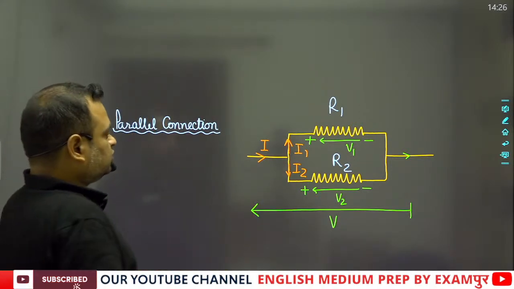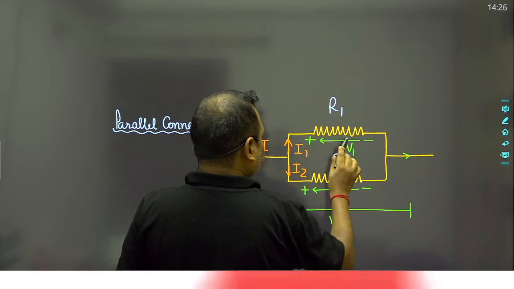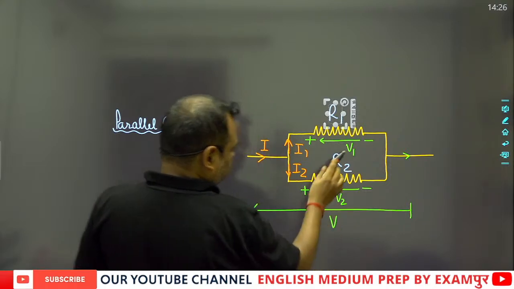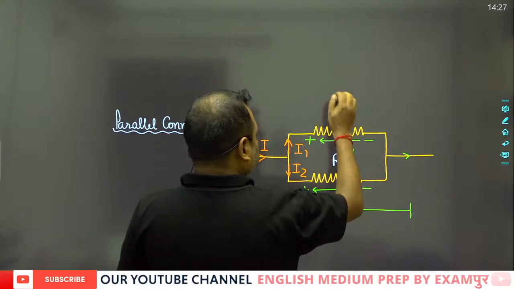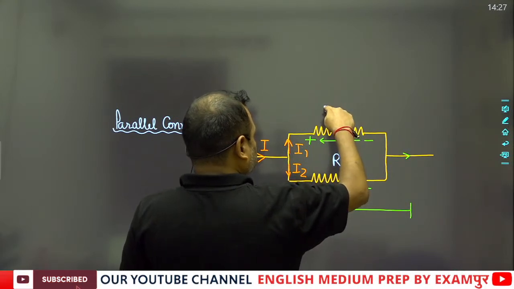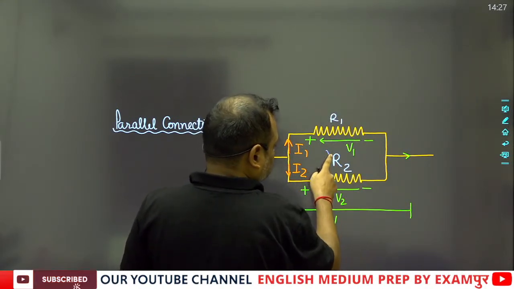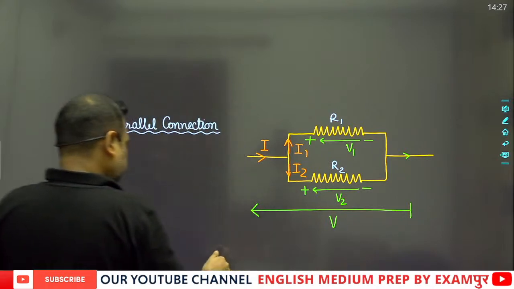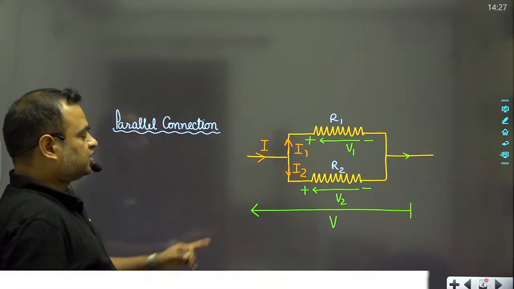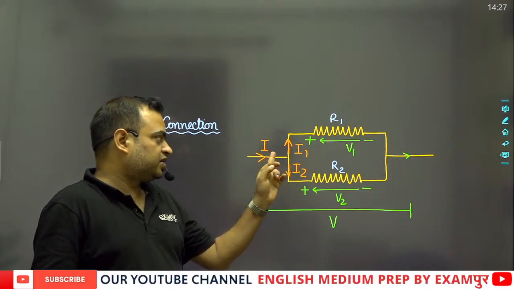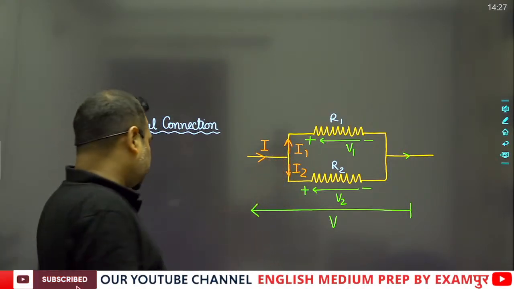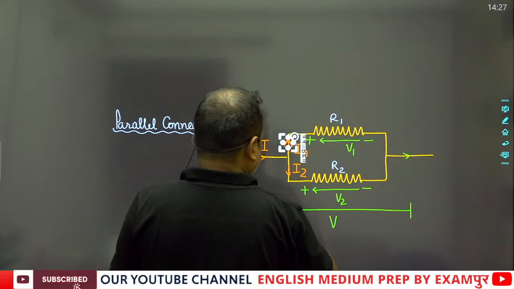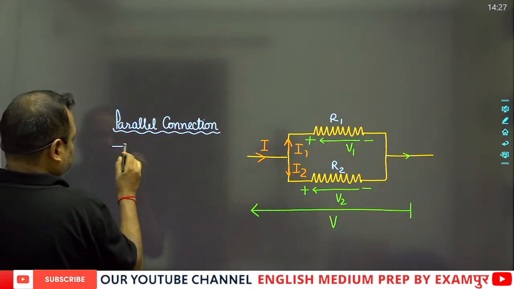So here we can say that V1 is equal to I1 into R1. This is R1, and this is R2. Now we will see that in case of parallel connection, different values of electric current flow through the conductors.